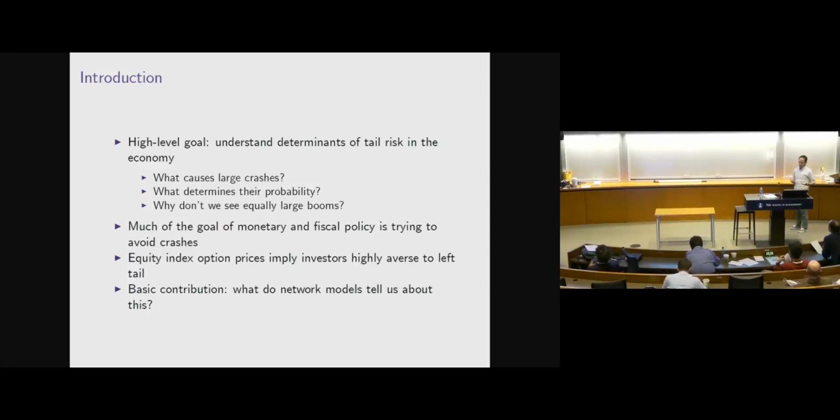So we see big movements to the left, say in the stock market, I'll show you this in a moment, but also in other real outcomes, like GDP and employment, and we don't see booms that are of the same magnitude. A lot of the goal of monetary and fiscal policy is to avoid those crashes. Equity index options imply investors are highly averse to that left tail. And so what I want to do in this paper is think about what network models tell us about these kinds of questions.